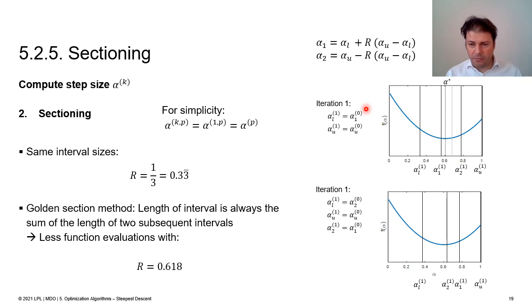So to make it comparable to the upper scenario, we can add one more function evaluation and end up with a smaller interval than we had for this ratio of 1/3. So this method is more efficient in terms of making use of the function evaluations that you need to perform. And that's why the golden section method should be preferred.